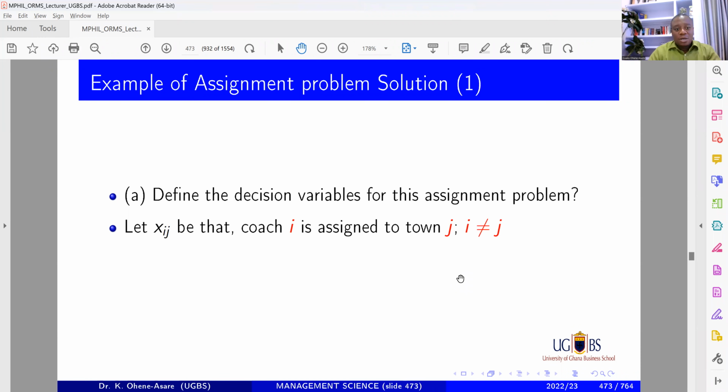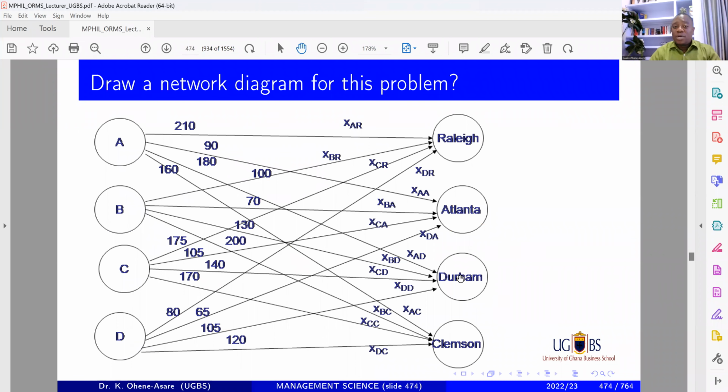All right, so let's draw the network model. When you draw it, this is what you get. I'm sure many of you will get an idea when I was drawing it. So you have coach A, coach B, coach C, coach D going to Raleigh, Atlanta, Durham, Clemson. Of course, the numbers that I have attached here are just the distances. As for naming the decision variables, AR means it's from A going to Raleigh. B going to Raleigh is BR. C going to Raleigh is CR. And as you can see, all of them. So that is how you draw it.